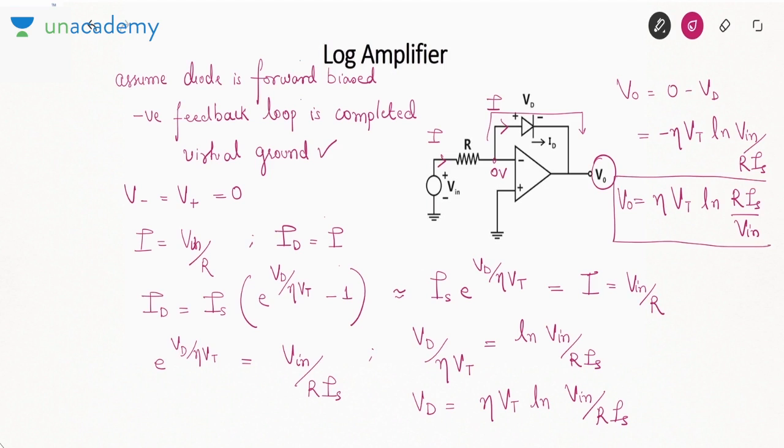But remember, for this to happen, this current I must be greater than 0, because in a diode the current can only go from anode to cathode. So I must be positive, and for I to be positive, I is Vin by R, so Vin must be greater than 0. So only if you apply a positive voltage can it work as a log amplifier. What is the meaning of log amplifier? That the output voltage is proportional to the log of the input voltage.